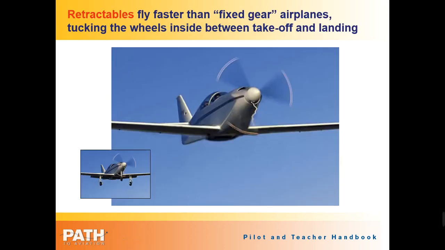Now, retractables fly faster than fixed gear airplanes, tucking the wheels inside between takeoff and landing. So, if nakita niyo din, naman ninyo, dire na actually ligid. Then, pagkabad rin na wala na. Retractable ang ligid niya. Now, those aircrafts are faster. The wind will not cause drag sa wheels. So, labit mo ka ng babag or musagang sa hangin. So, manang mas kusog siya makalupad.